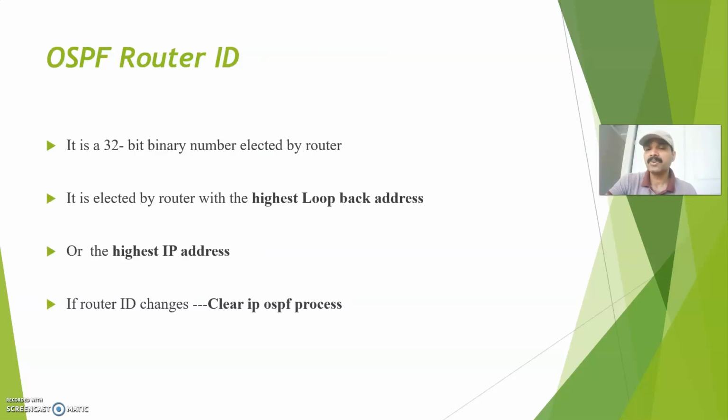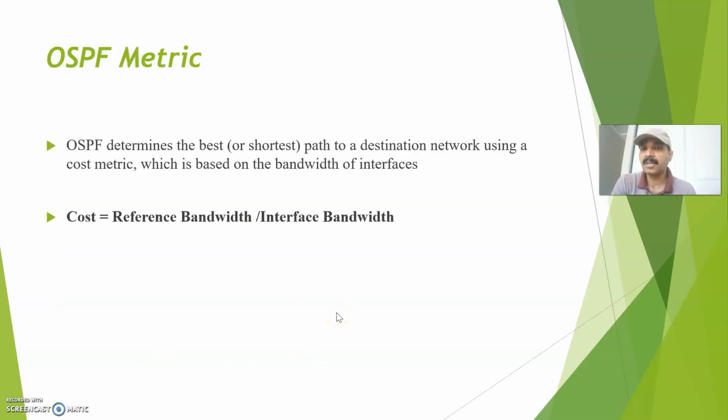So what is an OSPF router ID? It is a 32-bit binary number elected by the router. It is used to uniquely identify each and every router. We call this a router ID. So how is it elected? It is elected by the router with the highest loopback address or the highest IP address. If a router ID changes, you always have to do the clear ip ospf process. So these are the key points of the OSPF router ID.